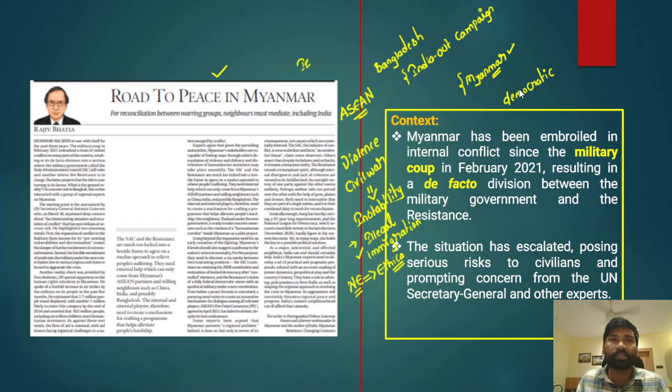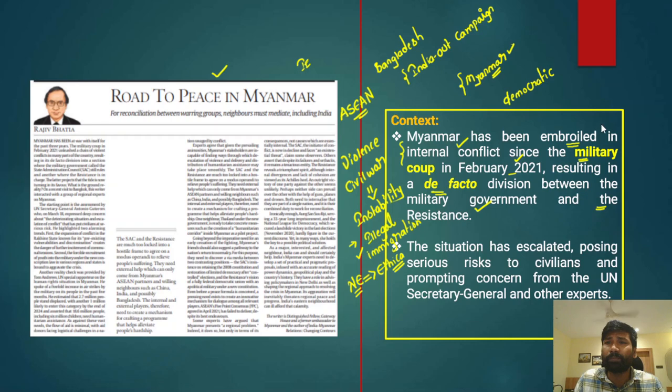Now try to understand the context, in what context this particular editorial has been given. We all know that Myanmar has been embroiled in an internal conflict, right? Understand, this is an internal conflict. Internal conflict is because the military has overthrown the democratically elected government and has taken control of Myanmar. So that has further led to the internal conflict in Myanmar, because there was a military coup that took place in February 2021. So Myanmar is under military rule from February 2021. So that has resulted in a de facto division between the military government and the resistance.